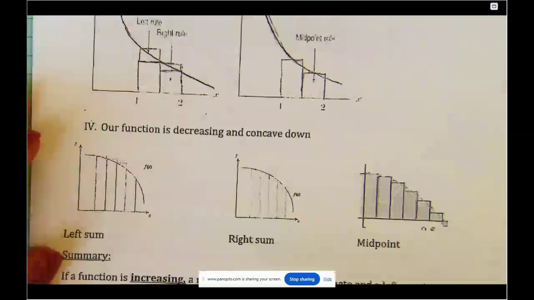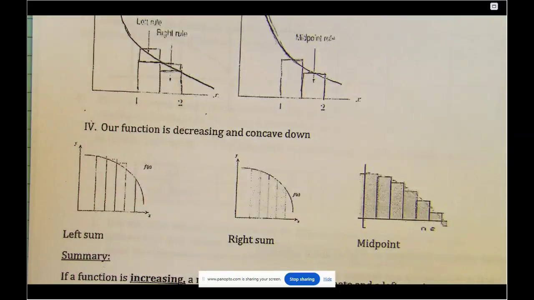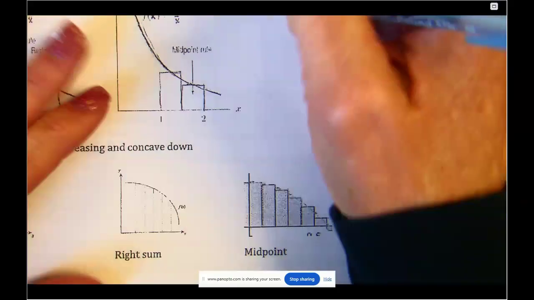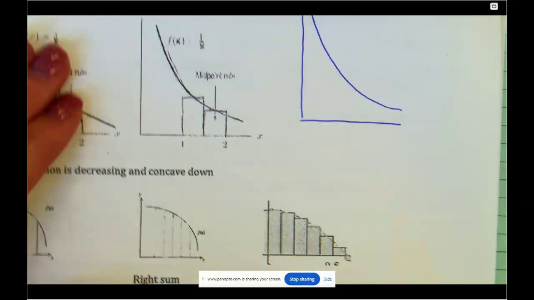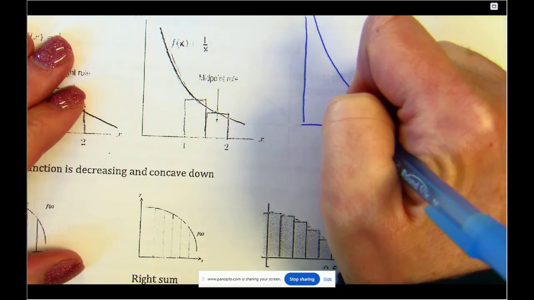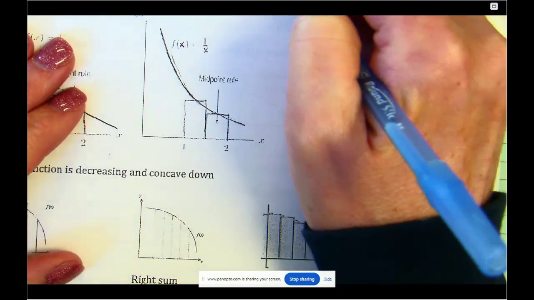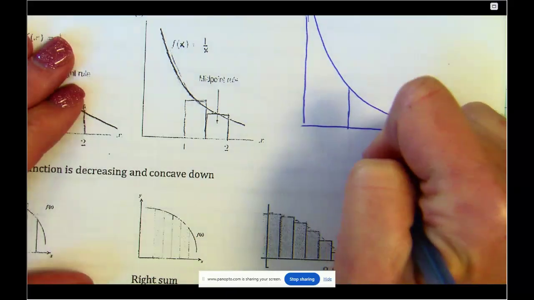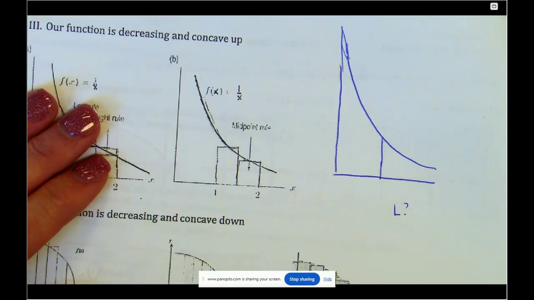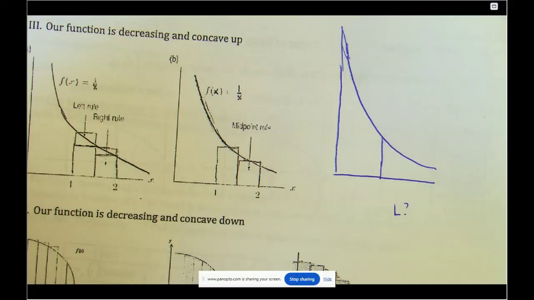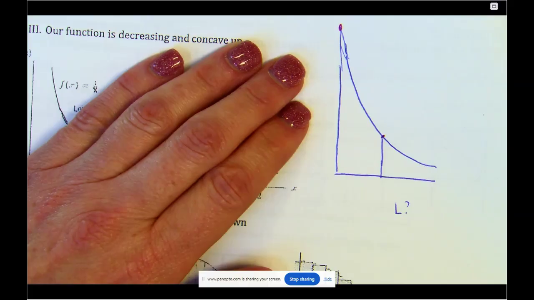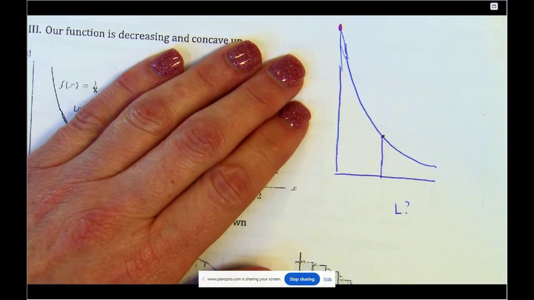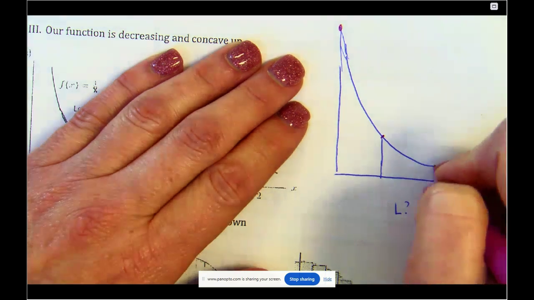What if it's decreasing and concave up? I don't like those graphs. So let's make something that's decreasing and concave up. Okay, and let's give it 2 rectangles. And you see if you can tell me, is the left going to be over or under? If it's decreasing, for the same reason, the left side is always going to be higher than the right side, which means right is going to be under. Look at it. Like if this is my right side, it's way under.